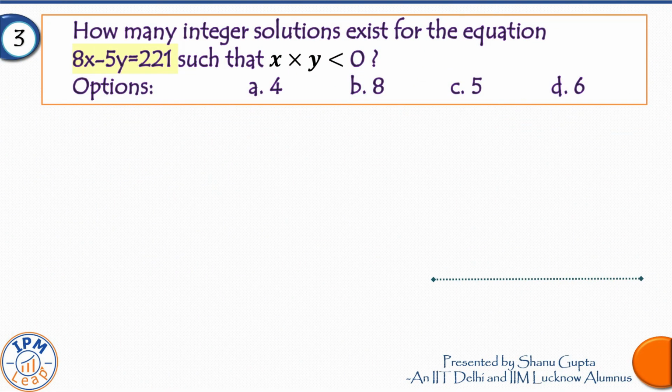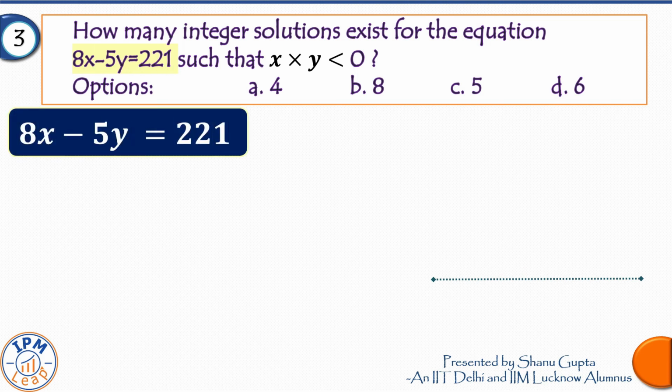So now that you have understood the steps, let's try out another question. How many integer solutions exist for the equation 8x minus 5y is equal to 221 such that x into y is less than 0? And there are 4 options for our answer.